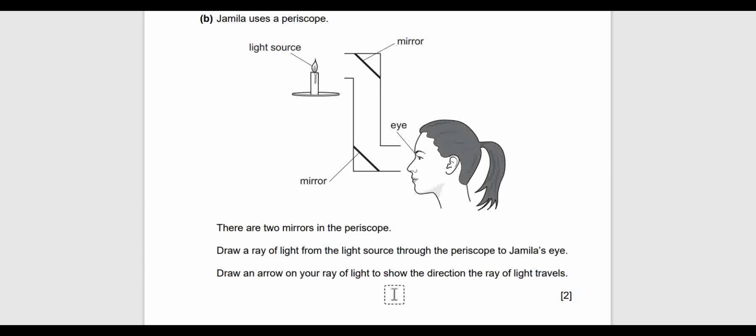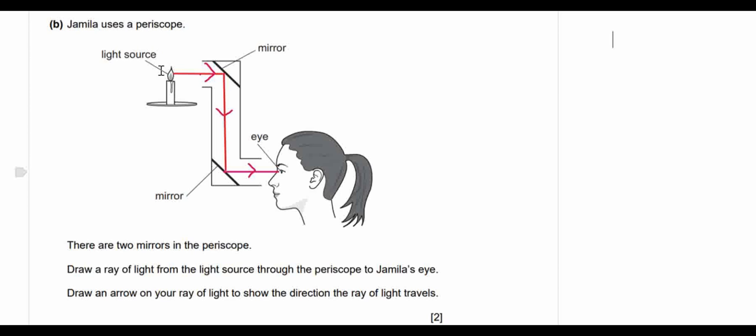Alright, let's open up the answer. Here we go. The light source sends the rays of light, the arrow going to the mirror, reflected by the mirror, going down, and then another reflection by the mirror, and the ray of light reaches Jamila's eyes. So we hope you get it correct. We move to the next number.